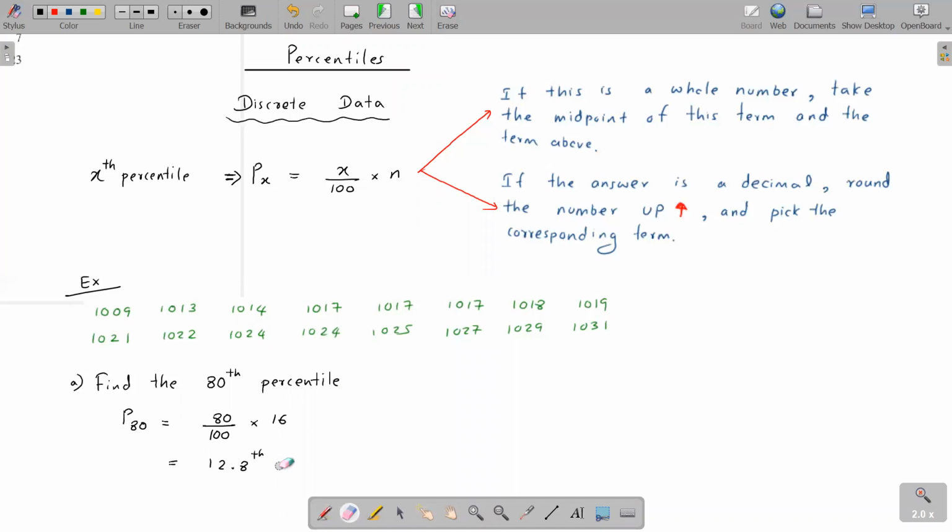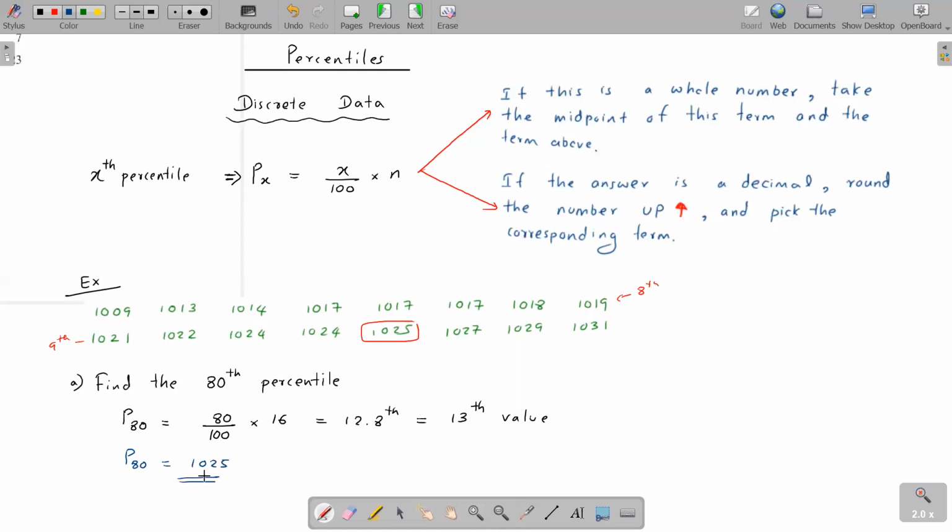So what was the rule if you get a decimal? Now you can see I have given the rule here. If the answer is a decimal, round the number up. Up means you always go to the larger figure. So 12.8 rounds up to the 13th value, and the 13th value should give you the 80th percentile. So 1, 2, 3, 4, 5, 6, 7, 8, this is the 8th value, 9th, 10, 11, 12, 13. So the 13th value is 1025. So the 80th percentile is 1025.